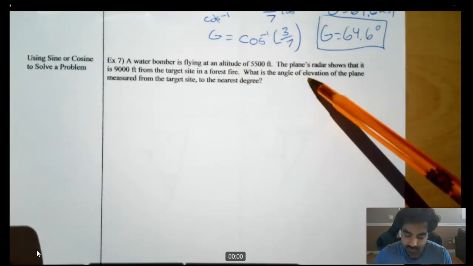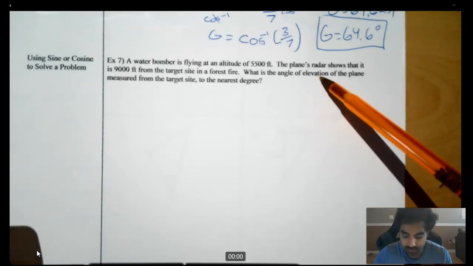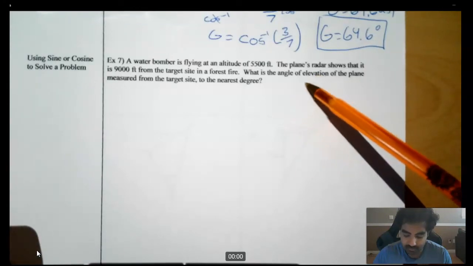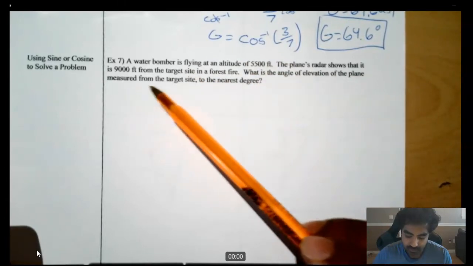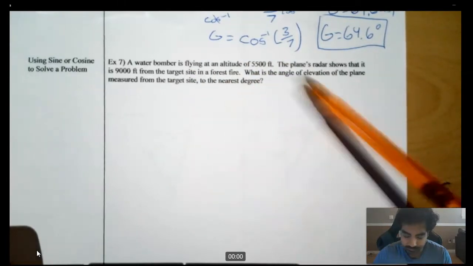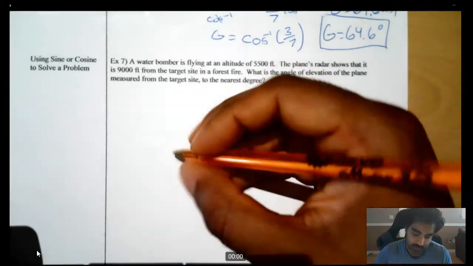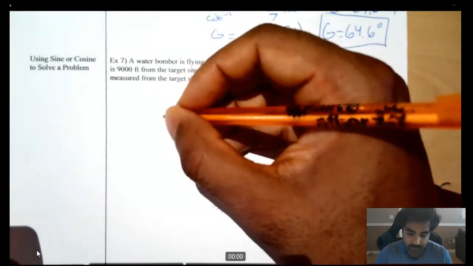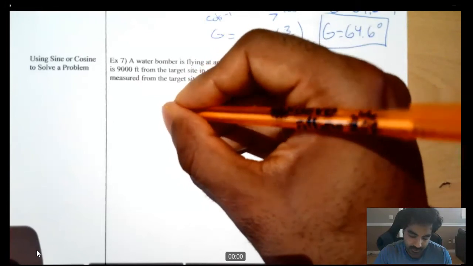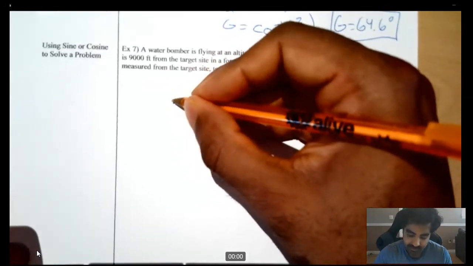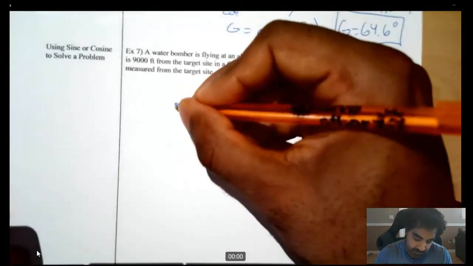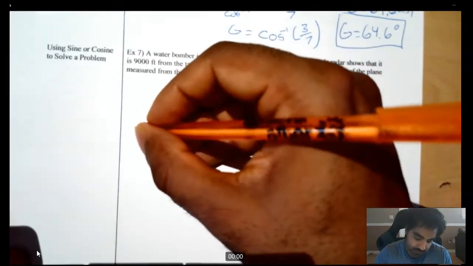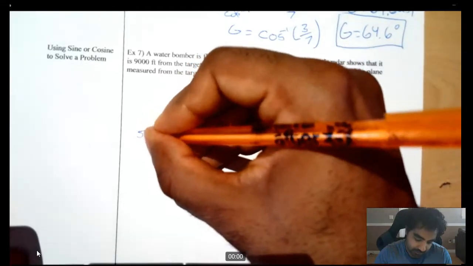So remember, the angle of elevation is going up from the horizontal. So review that from the definitions if you forgot that. What is the angle of elevation of the plane measured from the target site to the nearest degree? Okay, so let's draw that out. So we know that there's like a little plane. I'm not even going to draw the plane. This is the plane, the dot. Okay, so its altitude is 5,500, so how high it is from the sky. So we know we could draw a line here. I can label this 5,500.